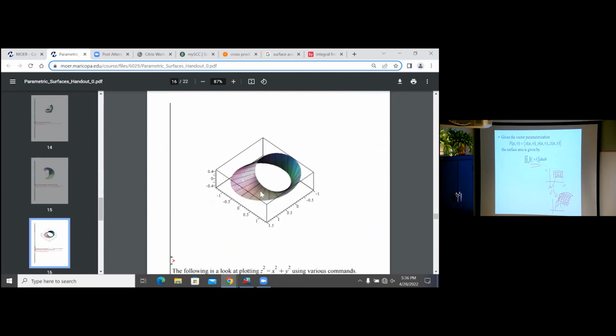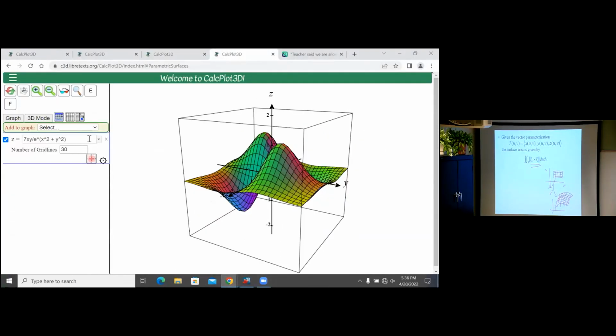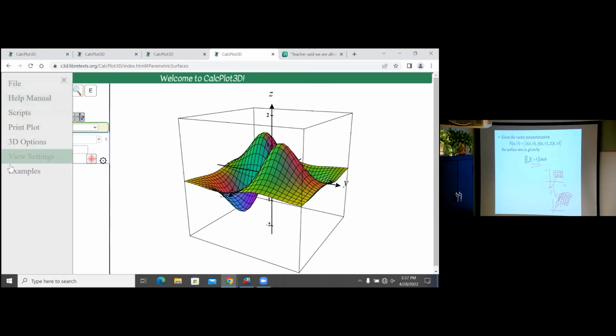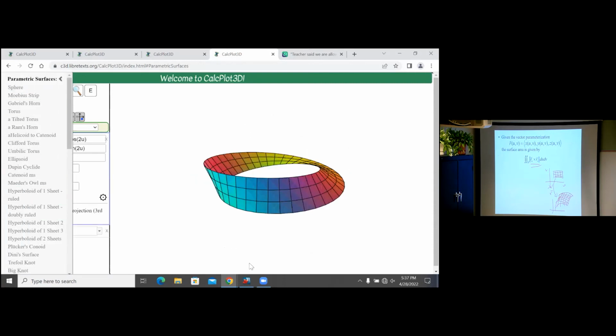Now I'm going to show you something else that I think is pretty cool. Two things that I think are cool. Number one, CalcPlot3D. You do not need to memorize all these equations. I gave you that PDF. I don't expect you to memorize these equations. But check this out. If you go to examples, look at what they have under examples. Parametric surfaces. Look at what they have right here. The Mobius strip.